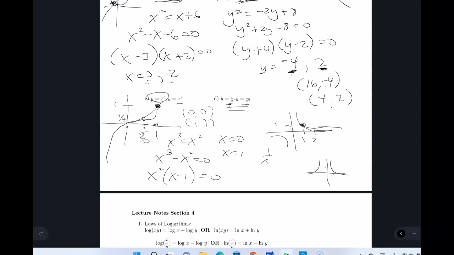So if I set 1 over x equal to 1 over x squared, multiply through by x squared, then I want to subtract, get equal to 0. So I get x times (x minus 1). So from here, I get x equals 0 and 1. So the two intersection points. Wait a minute. Do they intersect at 0? They do not. So they intersect at (1, 1).